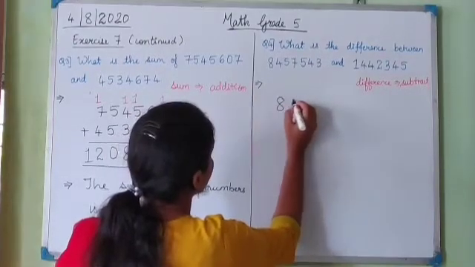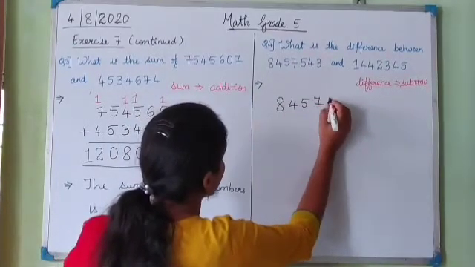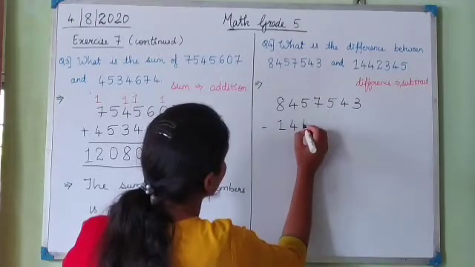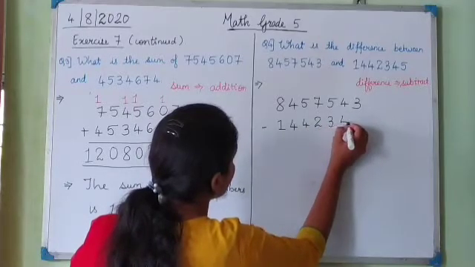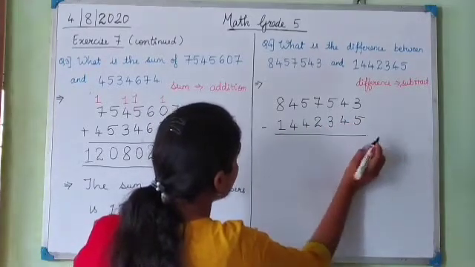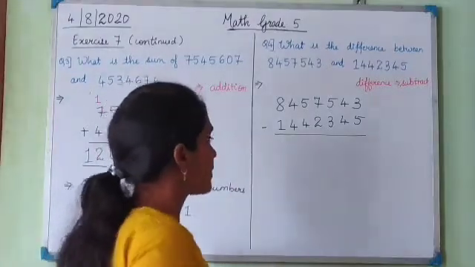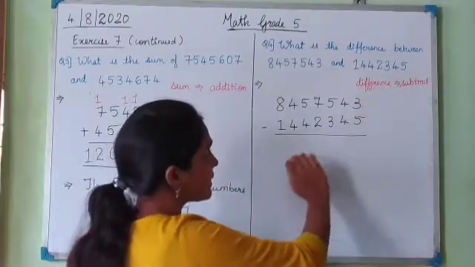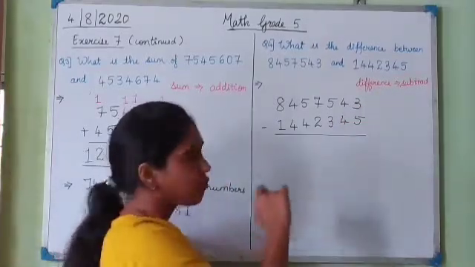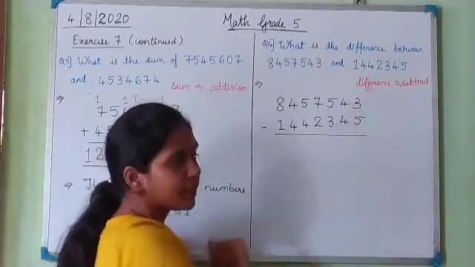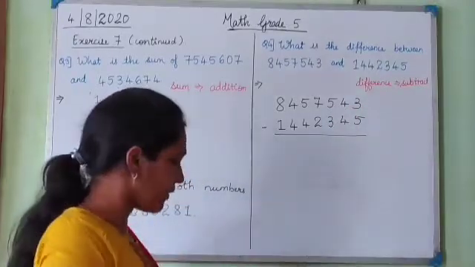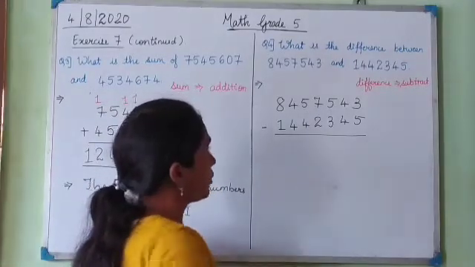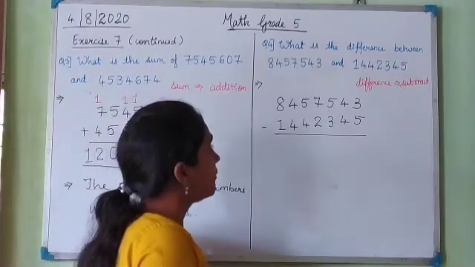So let's write the first number, 8457543 minus 1442345. Now we have to subtract these two numbers. So let's start from the right side. The units place numbers are 3 and 5. So can we subtract 5 from 3? No, 3 is a smaller number, right? So what we have to do, we have to borrow 1 from the previous number. So what we do, we borrow 1 from 4.